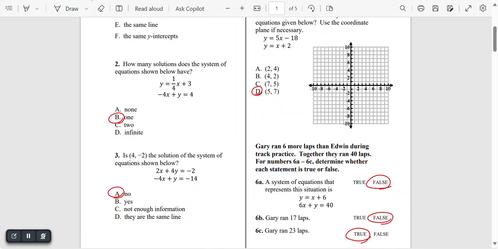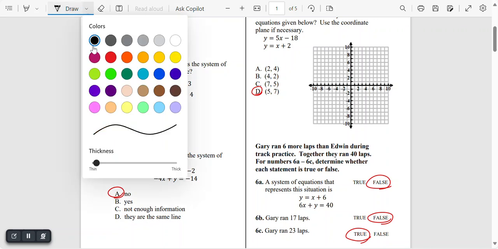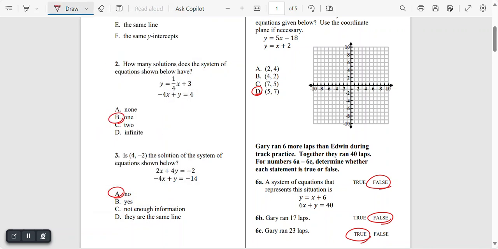Number 2, how many solutions does the system of equations have below? If we solve this second equation for y, I didn't do that yet, we're going to add 4x to the other side. We get y equals 4x plus 4. These equations do not have the same slope, so they are going to have one solution.